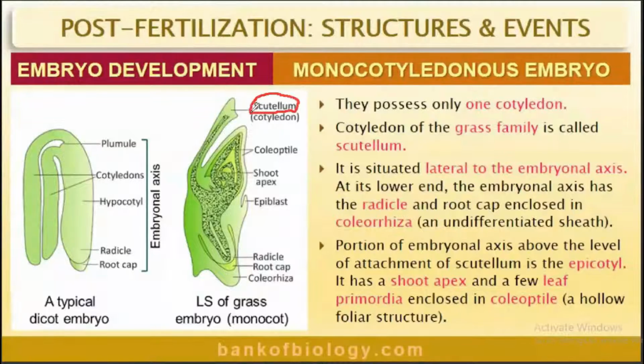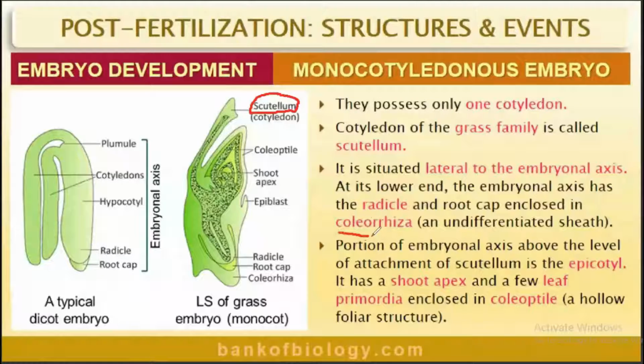What is scutellum? Especially in monocot plants, we know the grass family. Then the embryonal axis present above the cotyledon is the epicotyl. Below the cotyledon is known as the hypocotyl, which is the same as what we studied in the dicot. But here one difference you can see.